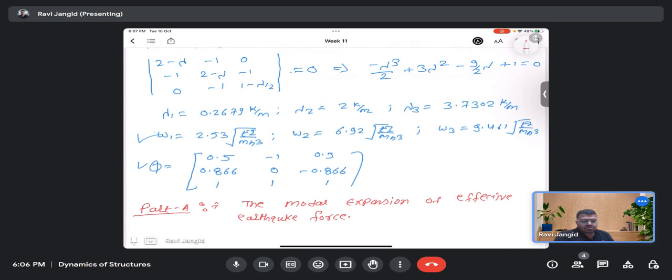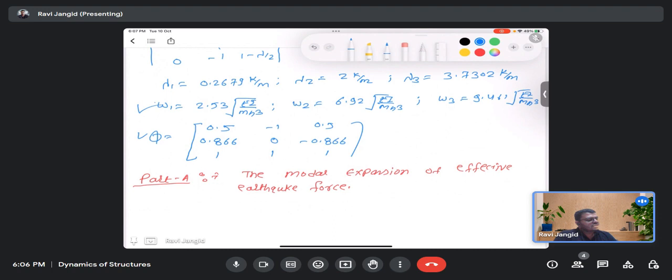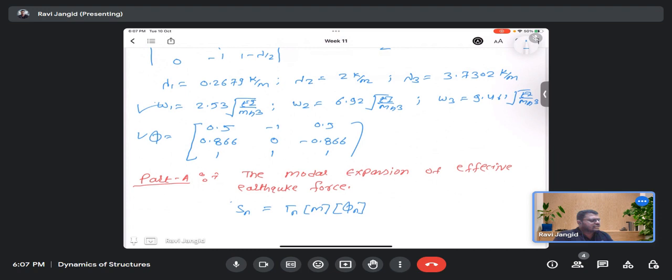When you go to the week 11 content, you will find that the modal expansion s_n is given by the participation factor gamma n times the mass matrix times the mode shape phi n. How do we get it? That will be discussed during the class, and if you go through that lecture, you will find that it is derived.